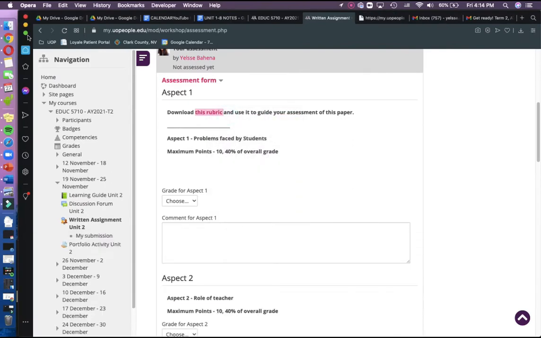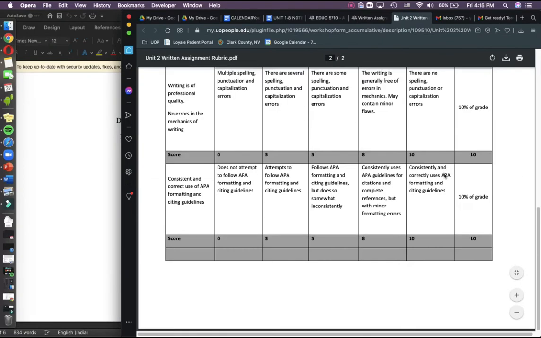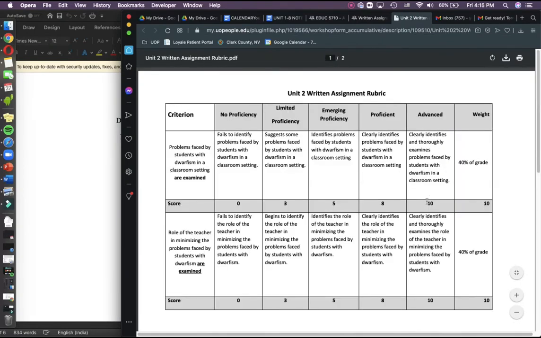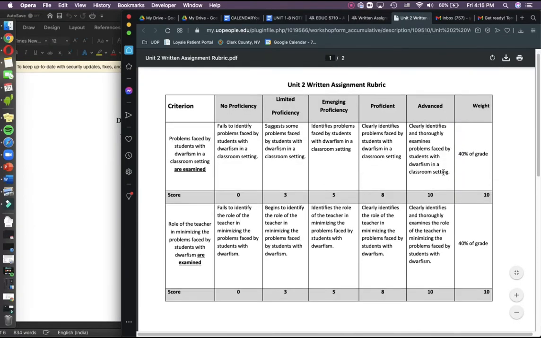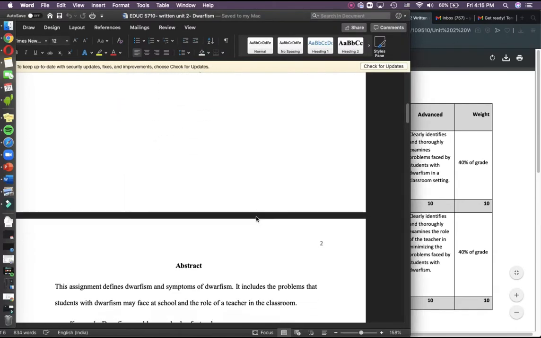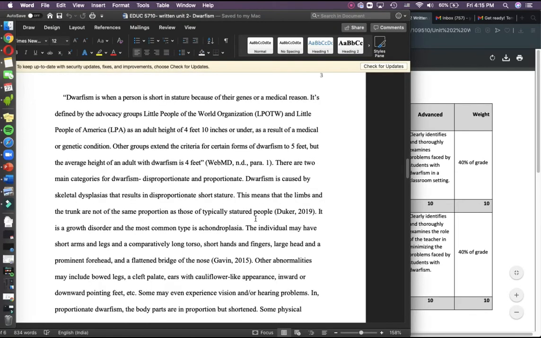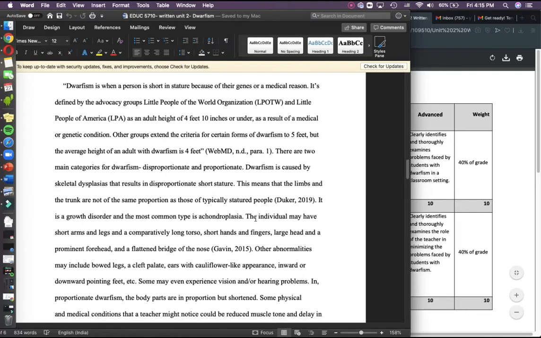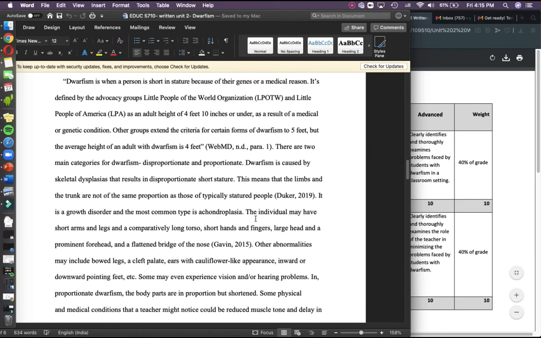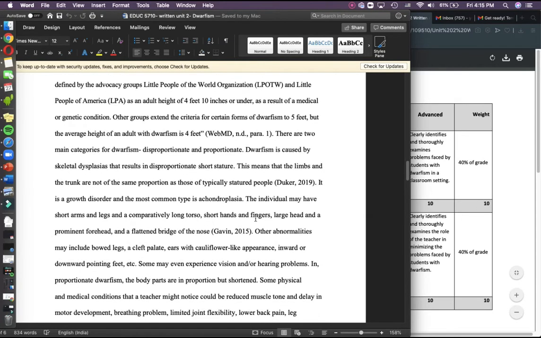So if this is your first time grading, you will need the rubric, and make sure that you only look at the 10 out of 10, and you can briefly look at the 8 and the 6. So let's now look at this paper. It's on dwarfism.